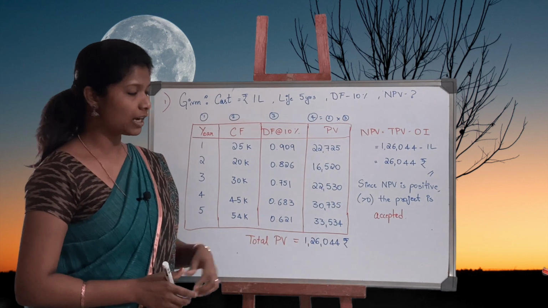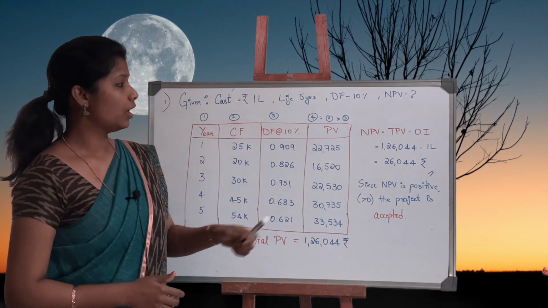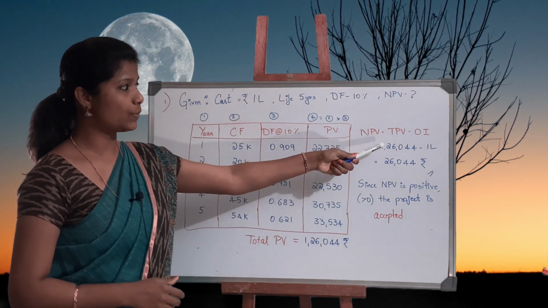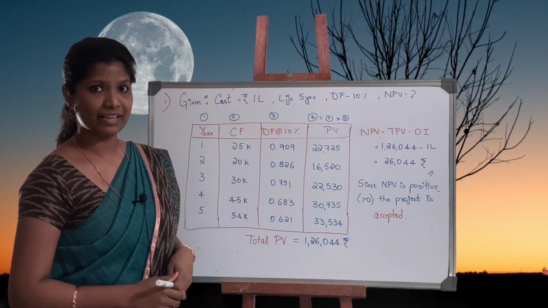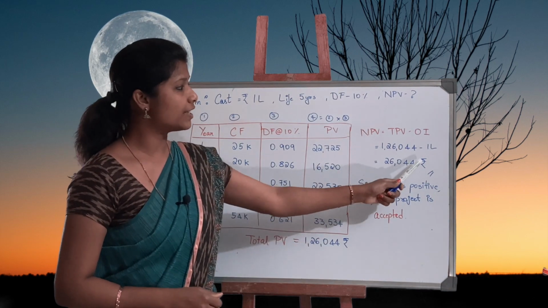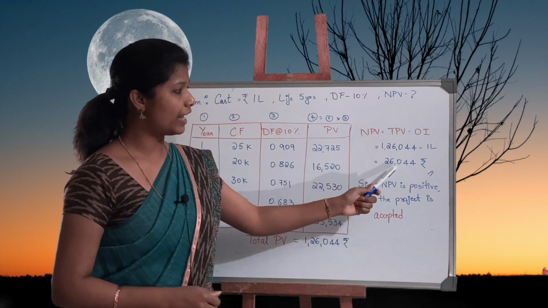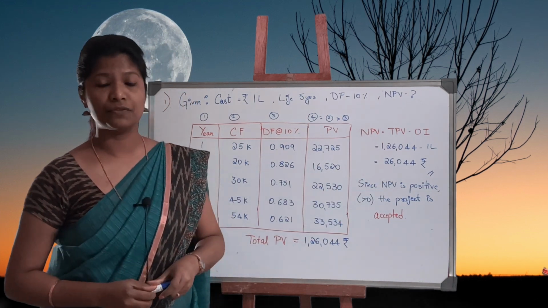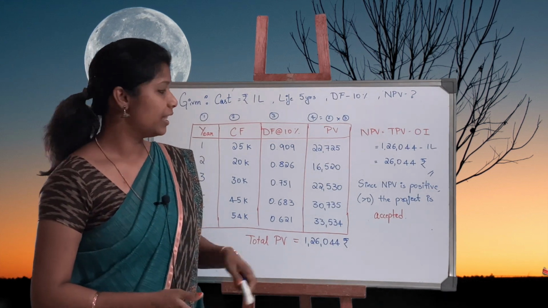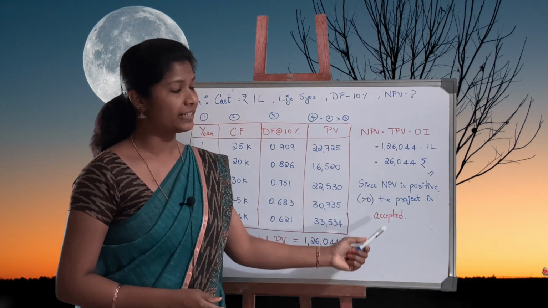So once we have the present value of all the years, that is year 1 to 5, we total them up, and it comes to the value 1,26,044 rupees. Then you can implement the formula: net present value equals total present value minus your original investment. That is 1,26,044 what you have found out, minus the original investment 1 lakh given in the question, and you arrive at the value 26,044 rupees. Now this clearly shows that it's a positive value. Therefore, since NPV is positive, that is above 0, the project is accepted.